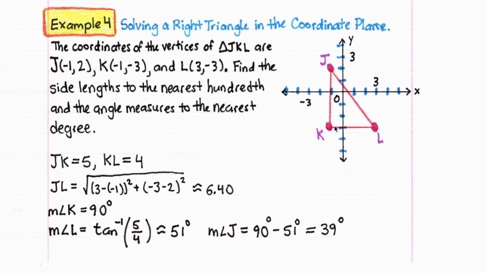We know that angle K is 90 degrees. So we start with the measure of angle L, and that will be the tan inverse of the opposite side divided by the adjacent side, and that's approximately 51 degrees. Now we use the complementary nature of the acute angles. 90 minus 51 is 39, so angle J is 39. And now the triangle is solved because we know all of the sides and we know all of the angles.